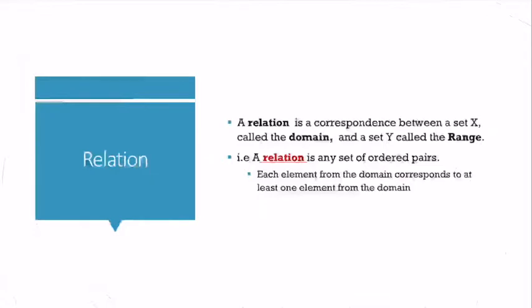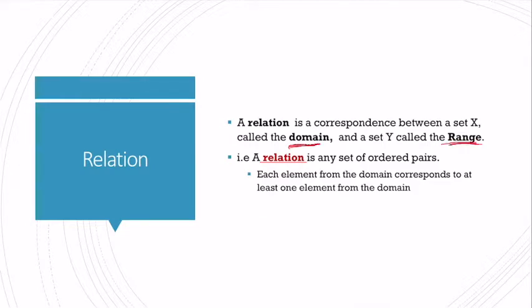In order to describe a function, we first need to define a relation. A relation is a correspondence between a set X, that's our independent values, called our domain, and a set Y called our range. Remember, our Y value is our dependent variable. So in reality, a relation is any set of ordered pairs.